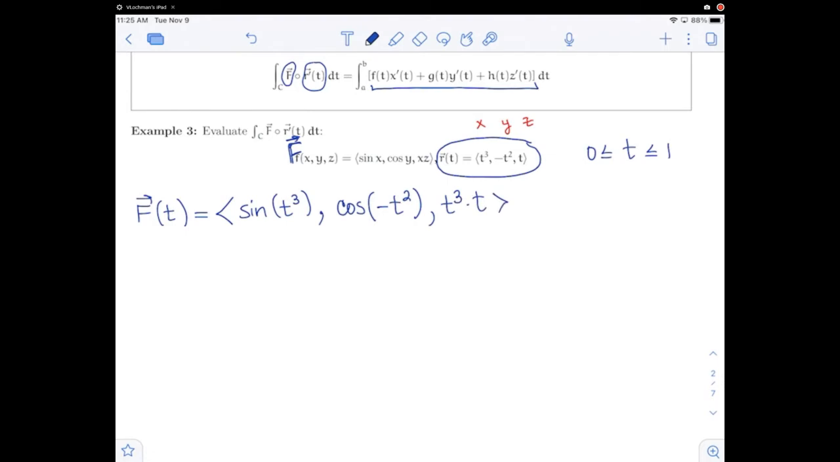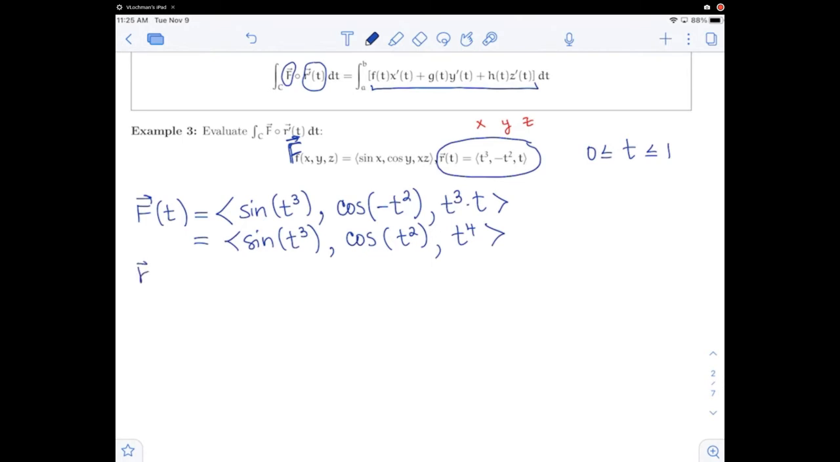I'm going to simplify this a little bit. Nothing can be done for the first component. But for the second, cosine is actually an even function, so I can ignore that negative. So this is just cosine of t squared. Of course, you can keep that negative in there, but it will make our computations a little bit simpler if we just get rid of it. And then here this is just t to the fourth. All right, so that's our function in terms of t.